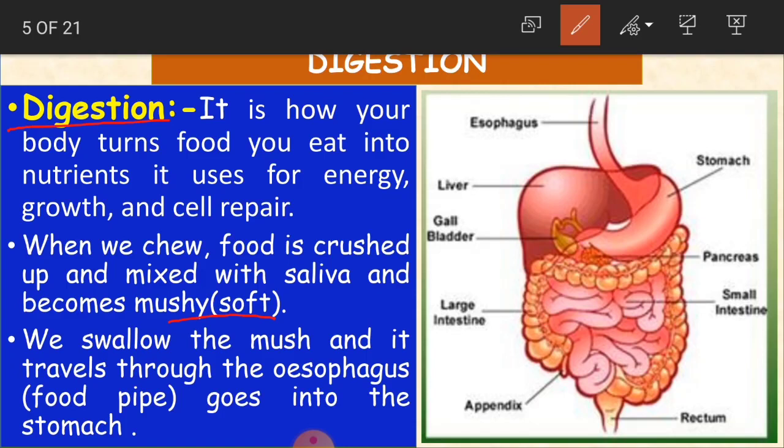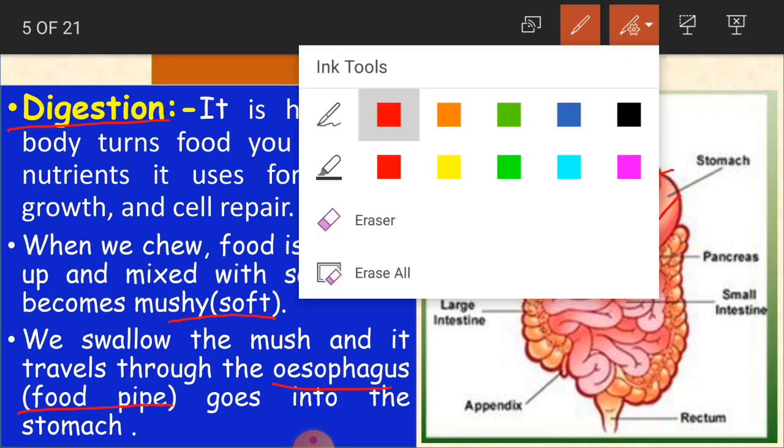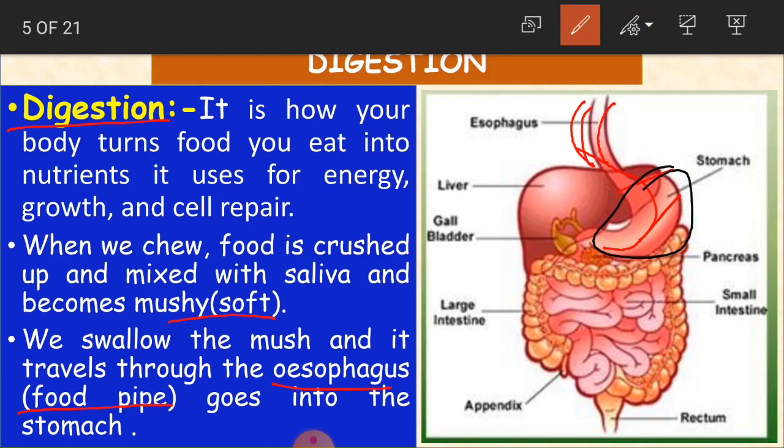We swallow the mush and it travels through the esophagus, that is the food pipe, and goes into the stomach. So this is the food pipe, children, and the scientific name for it is esophagus. When we swallow the soft food, it travels through this food pipe and goes into the stomach. See here, this part is our stomach. So the food we eat and swallow travels through the food pipe and goes into our stomach. Okay, children? Clear? And after that, what happens?